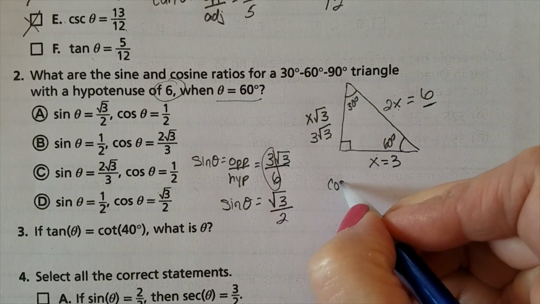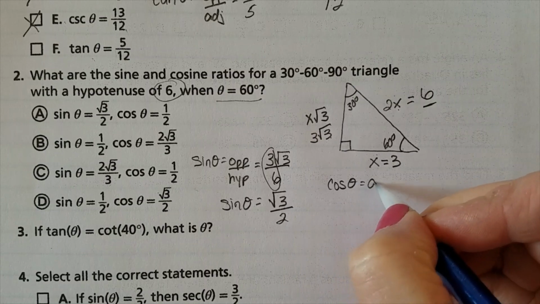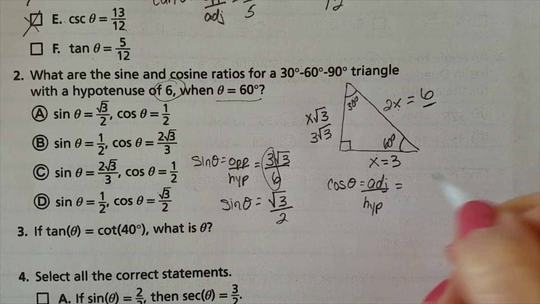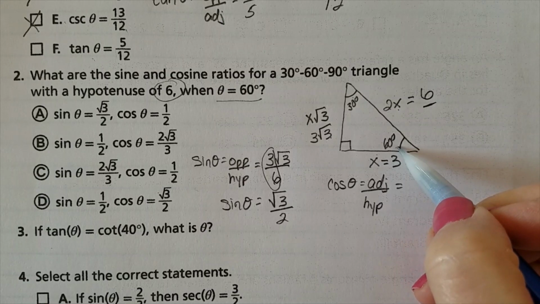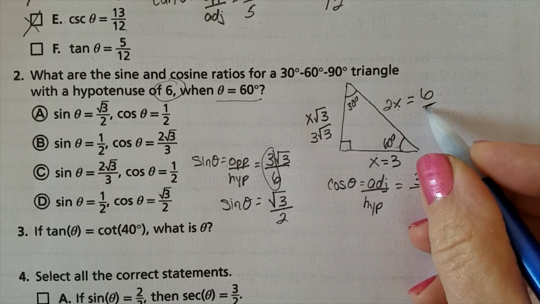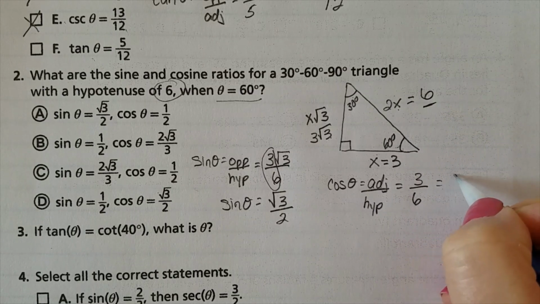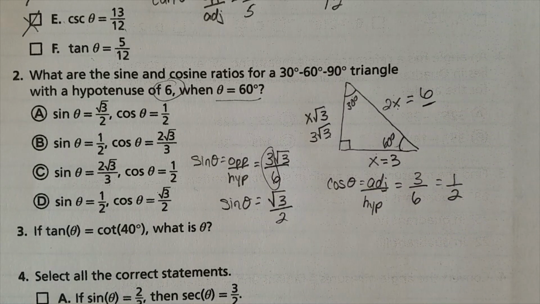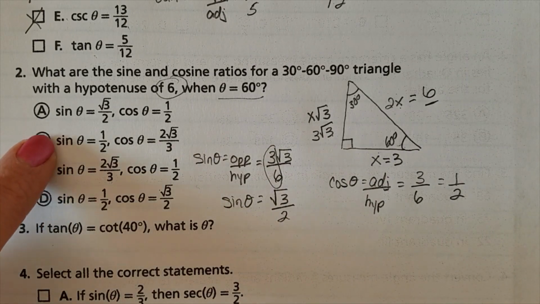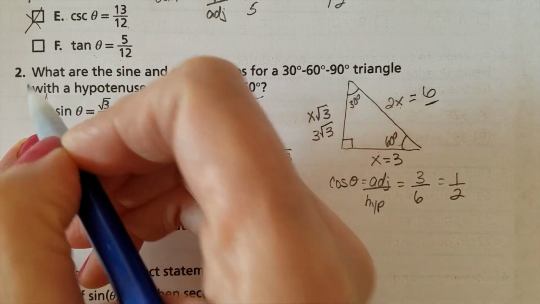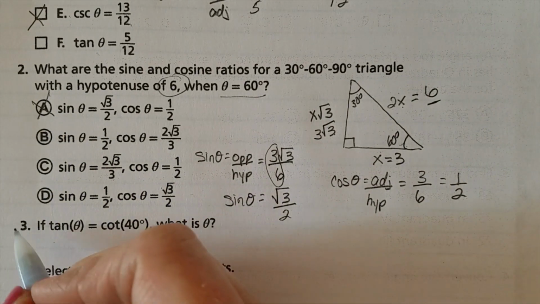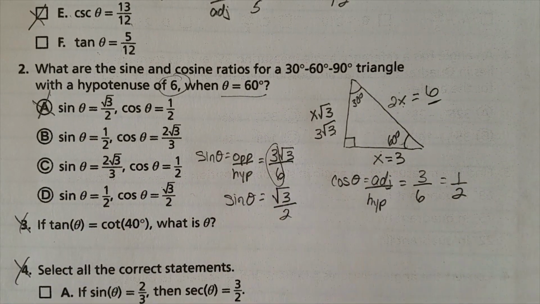Let's do cosine. Cosine is adjacent over hypotenuse. Okay, so here's my 60 degree, my theta. Adjacent is 3. Hypotenuse is 6. We can reduce that. 1/2. Okay, so that leaves me with A. A is the correct answer. Number 3, we skipped that one. I did not post 4.